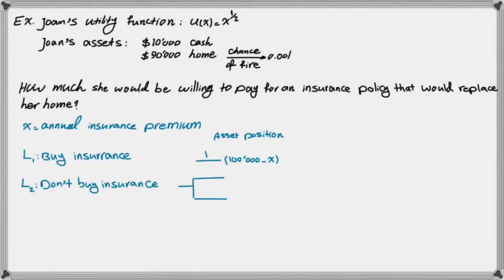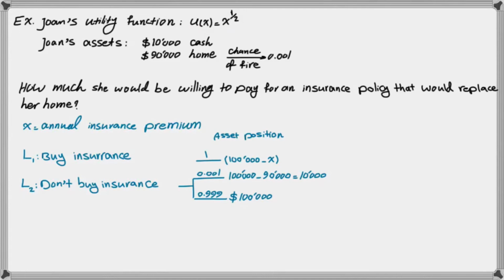In the second lottery, you don't buy the insurance. And what happens is, with 0.999, the fire doesn't happen, and you're going to end up with the $100,000 asset that you had. So that would be one case. Or there is a probability of 0.001 that you're going to end up with a fire, and in the case of the fire, you're going to lose your home. Let's say your cash is still in the bank, so you're going to have your cash, but you end up losing your home, which is $90,000. So in this case, your final asset position is the cash amount that you have in the bank, which is $10,000.